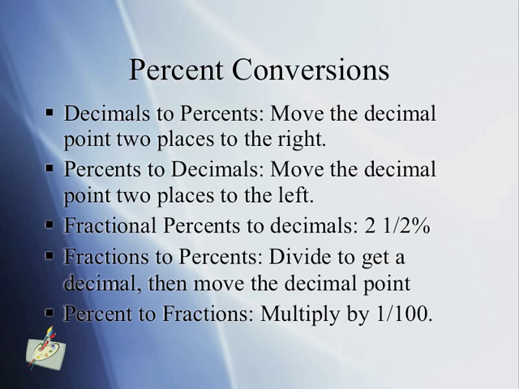Percent conversions. Here are the basic rules of percent conversions. Decimals to percents: move the decimal point 2 places to the right. Percents to decimals: move the decimal point 2 places to the left. We will use this a lot throughout the course, moving the decimal places. So you will have to make sure you understand what this means and how to do it.